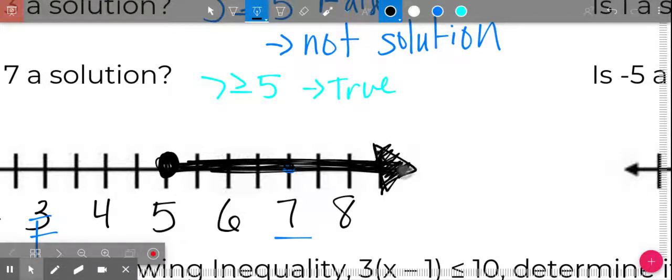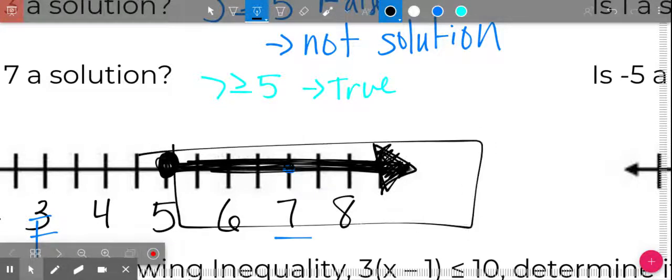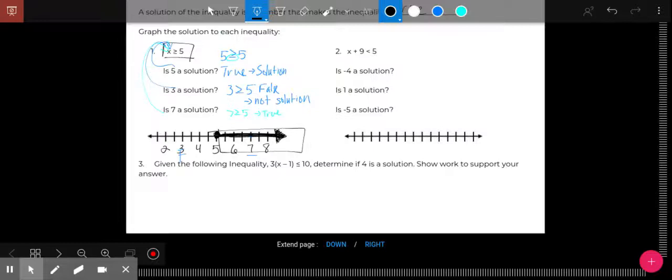Because we only shade where the solutions are. That means you could plug in any of these numbers over here and they would all be true, because all those numbers are greater than or equal to 5. All right, let's do the next one.